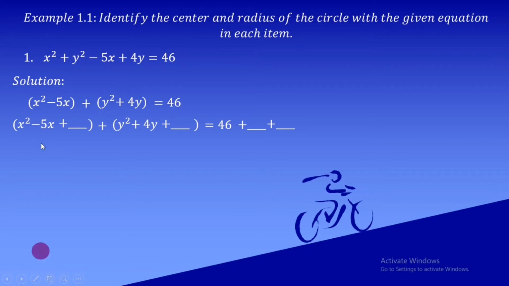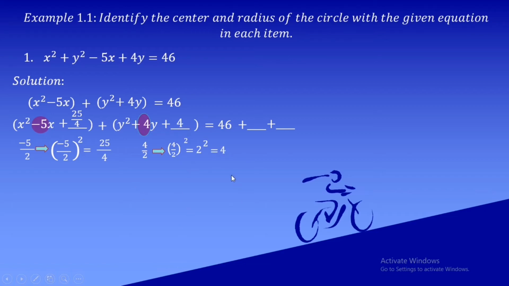So we divide the middle term by 2, negative 5 divided by 2, then square it. So negative 5 over 2 squared. Negative 5 times negative 5 is positive 25, and 2 squared is 2 times 2, which is 4. That is our third term for the x variable. For the y variable, we have the middle term 4, divide by 2, then square: 4 over 2 squared, 4 divided by 2 is 2, 2 squared is 4. So that is what we add for the y part.